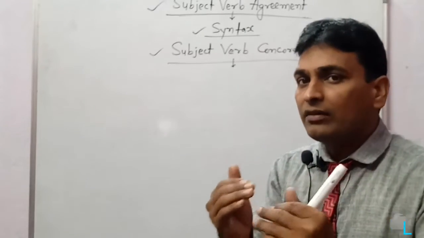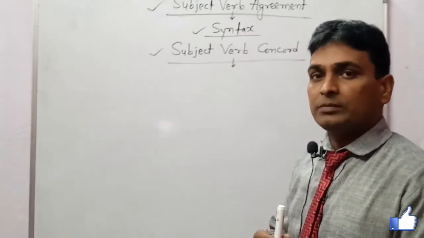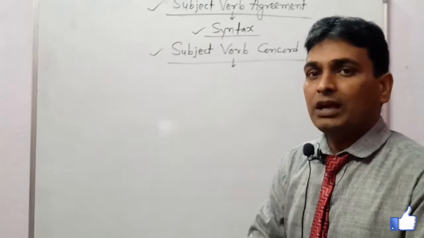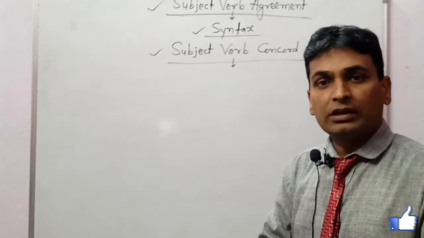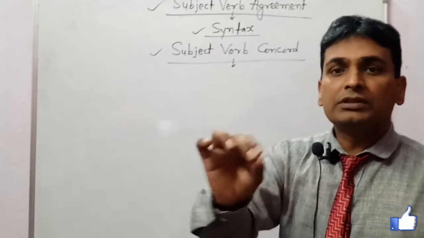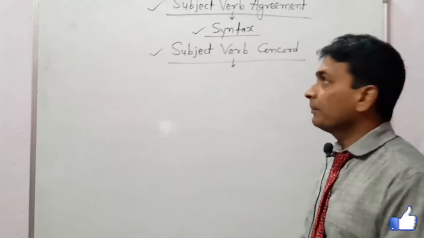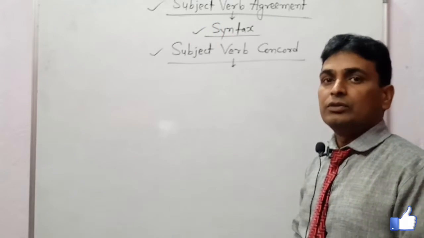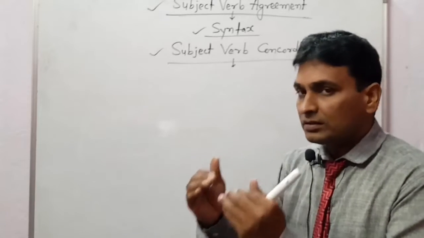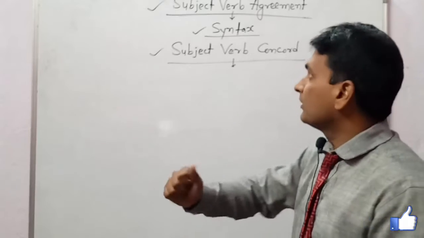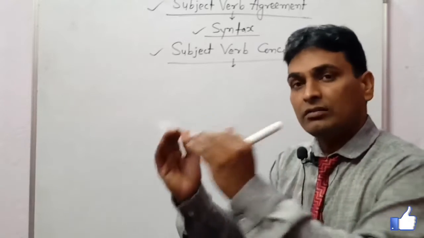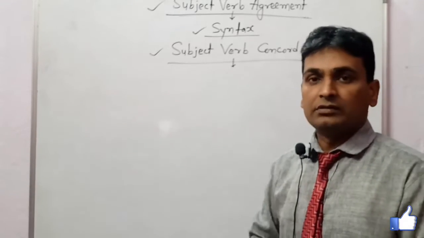Now, why do we have to study this particular topic, Subject Verb Agreement? This topic tells you that we have different kinds of subjects in English, and these subjects must have agreement with the verb. There must be agreement between the subject and verb in number and person, right?